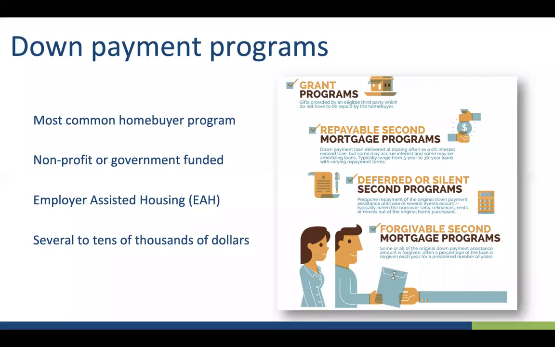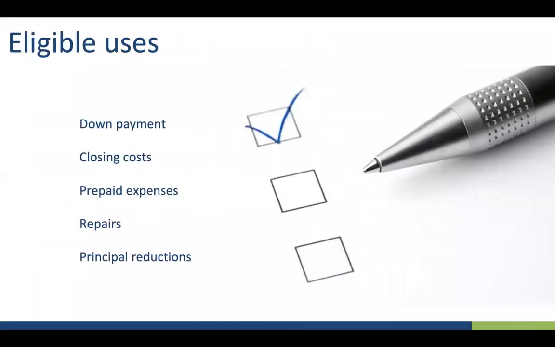There are a number of different repayment terms and characteristics of these programs. However, let's look at some of these in a little more detail. So, what can these funds be used for? Obviously, down payment, obviously, closing costs in many cases, sometimes prepaid expenses. Some of these programs, a smaller few of them though, can be used for property repairs or rehabilitation. A lot of them will address gap financing or principal reductions, which is essentially a larger down payment, bridging the gap between what a buyer can afford and what the property is valued at.